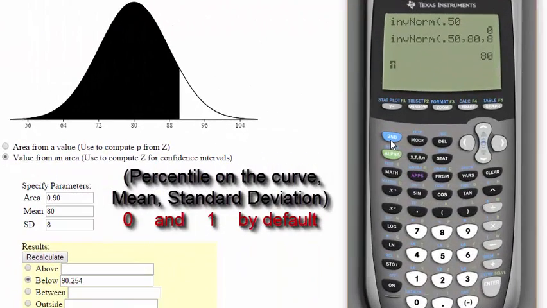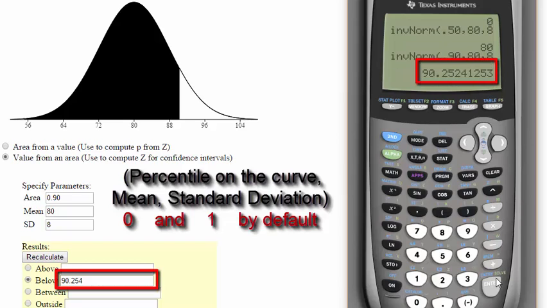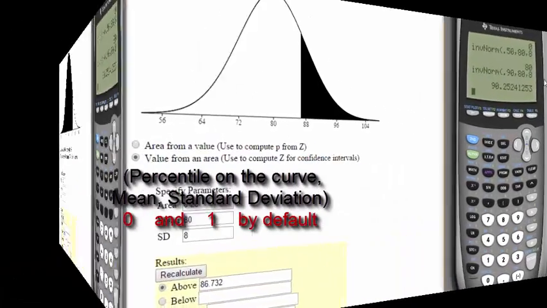Finding the 90th percentile on a curve can be done the same way with the inverse norm function. Going back to inverse norm, we can enter in the 90th percentile. Any number you enter in up here will be the percentile you are looking up on the normal curve. We want to find the 90th percentile on a curve with a mean of 80 and a standard deviation of 8. You'll notice that 90.25 is the answer, and this also matches the answer the applet gives.